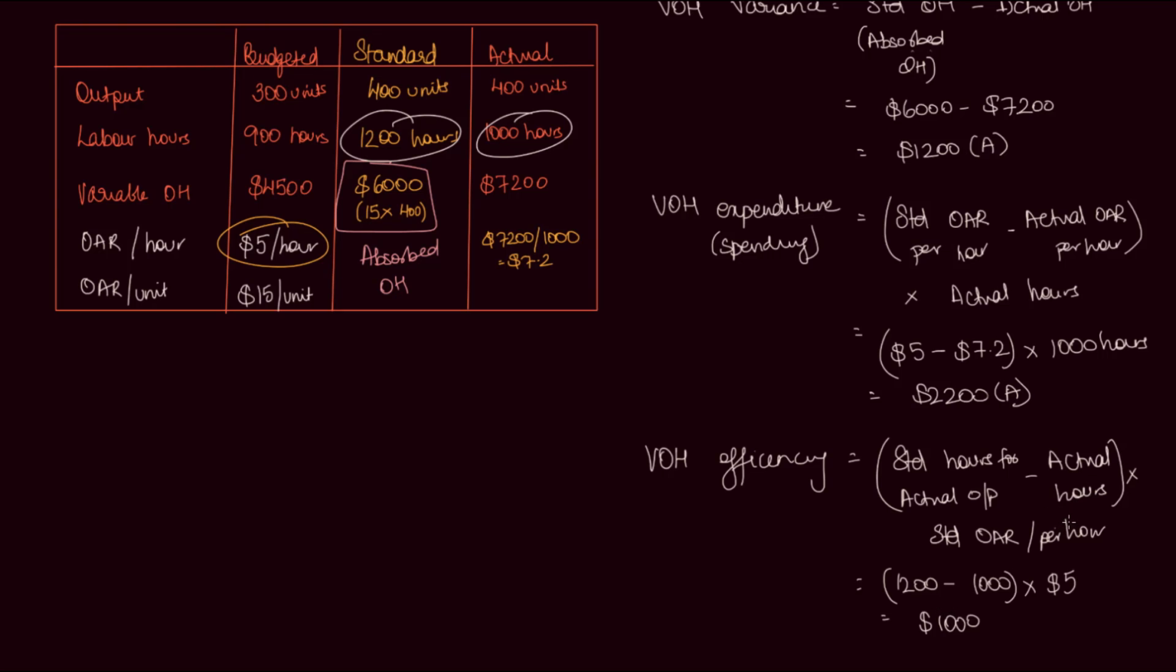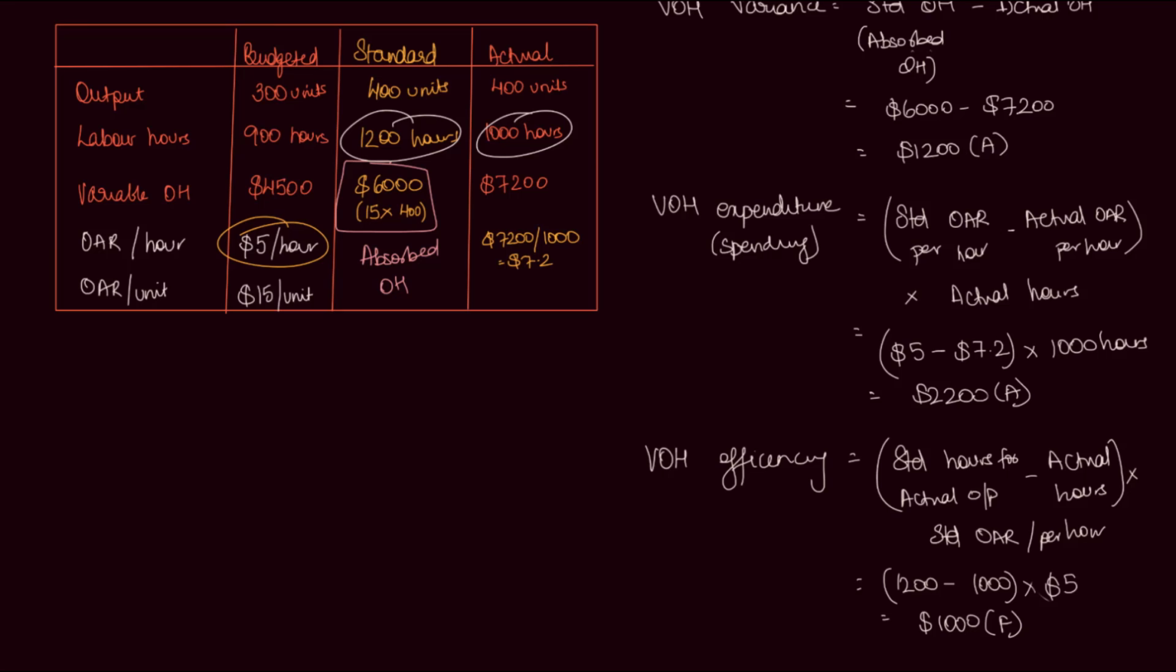See, the actual time taken is less than the standard time that the management allowed. It means the workers have helped the organization save 200 hours, and for every hour saved, they saved $5. Because had they worked these extra 200 hours, they would have ended up spending an additional $5 per hour. So because of the efficiency of the workers, the organization has saved $1000. Hence this becomes a favorable variance.